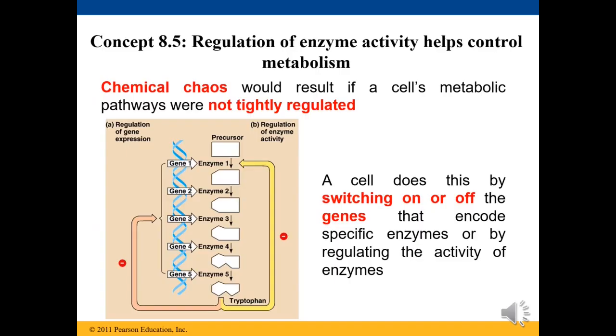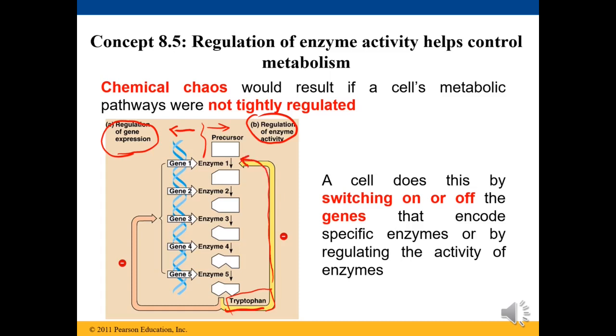To start this topic of the regulation of the metabolism, in other words, all the chemical reactions taking place in a cell, in this diagram, I want you to see that chemical reactions have two types of regulation. One is through gene expression, and the other one is through enzyme activity. And in this case, the example is the regulation of an amino acid called tryptophan. And if you see here, there is a negative feedback.